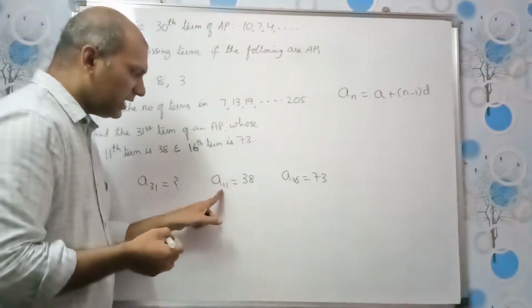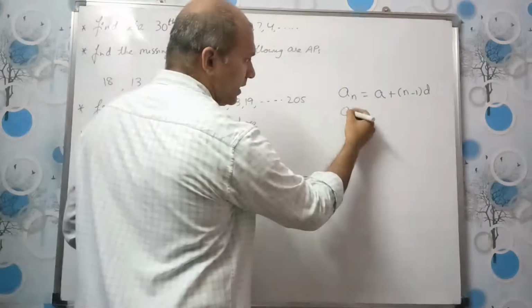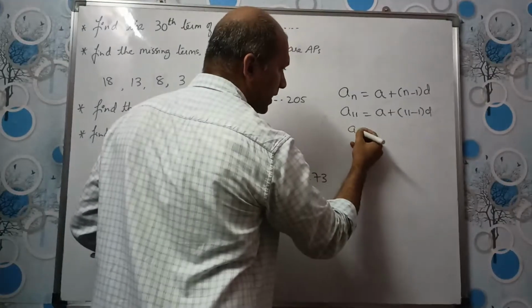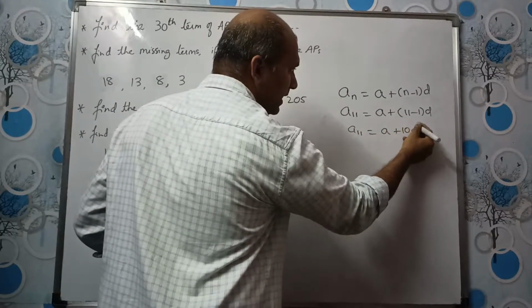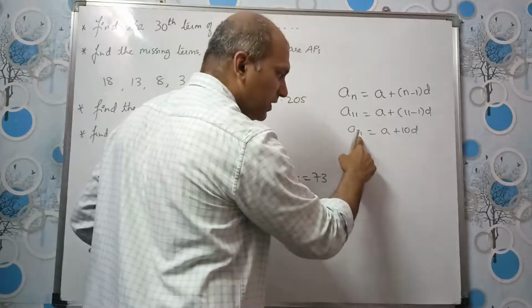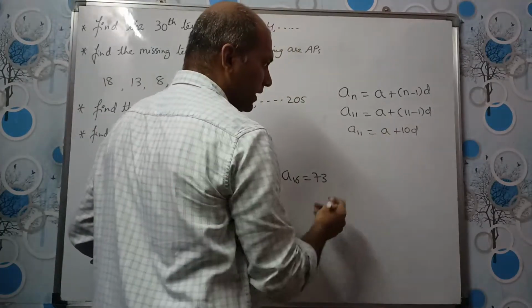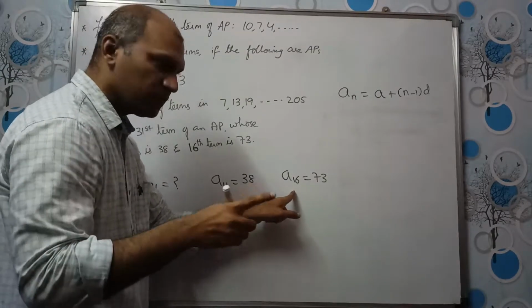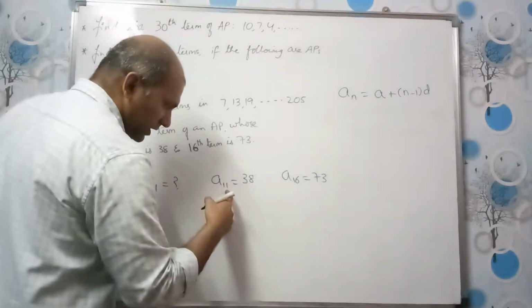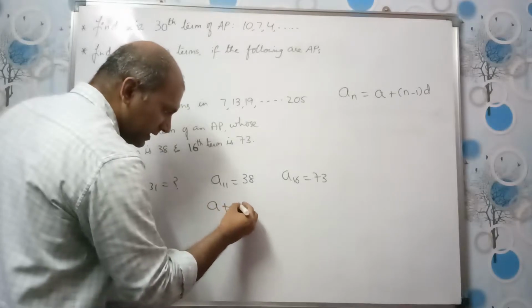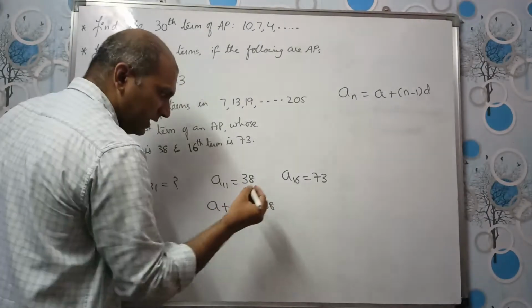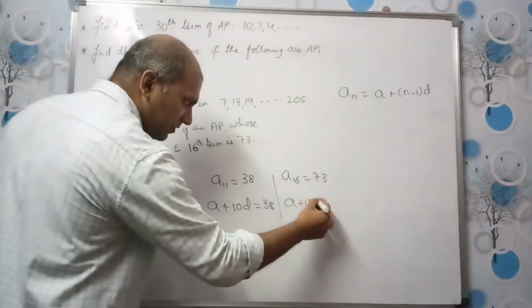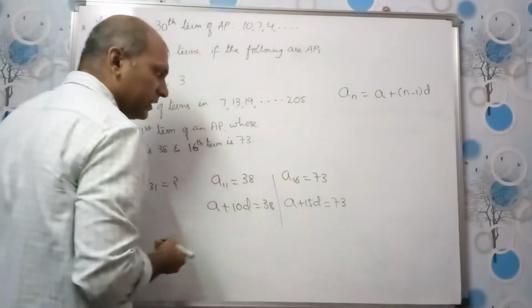See, what is A11? See, A11 will be A plus, this is 11 minus 1 into D. So A11 will be A plus 10D, 1 less, right? If you have 11 here, it will be 10, right? Okay. In the same way, A16 will be A plus 15D, right? Okay. So what is A11? It is A plus 10D. This is equal to 38. Okay. Now A16 is A plus 15D. It is equal to 73.